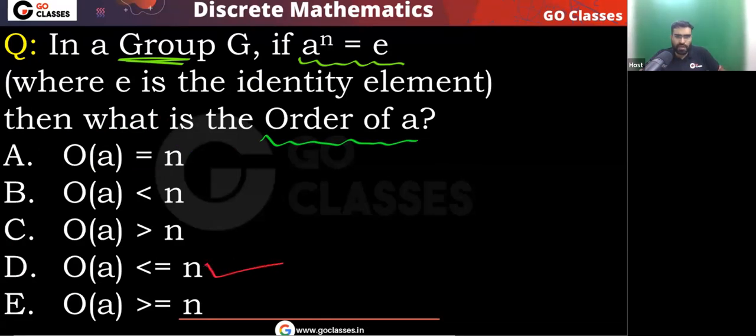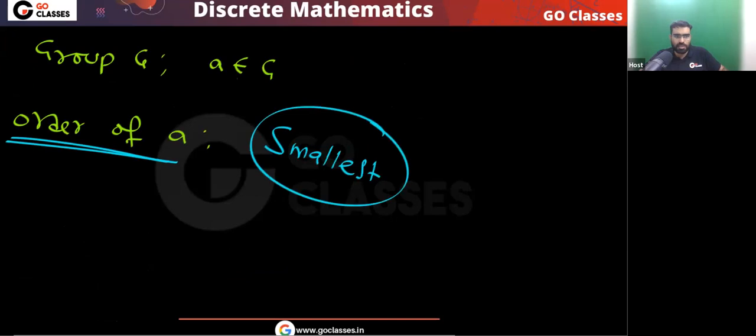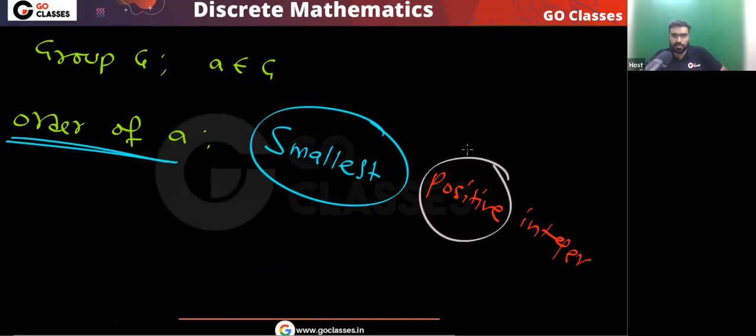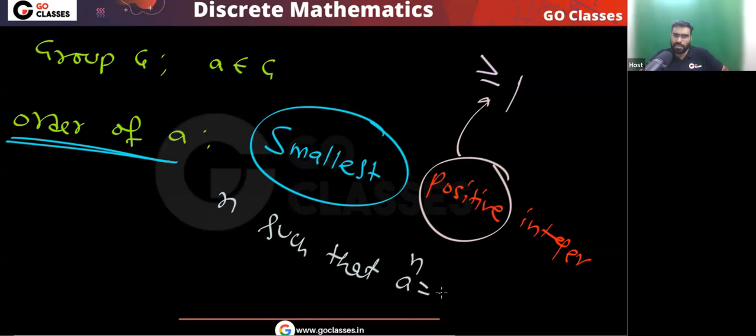Because remember, what is the definition of the order of A? If you have a group, then the order of A is the smallest positive integer. Don't forget the word smallest. And don't forget the word positive either. Positive means greater than 0, or greater than or equal to 1. So the order is the smallest positive integer n such that A power n is equal to E.